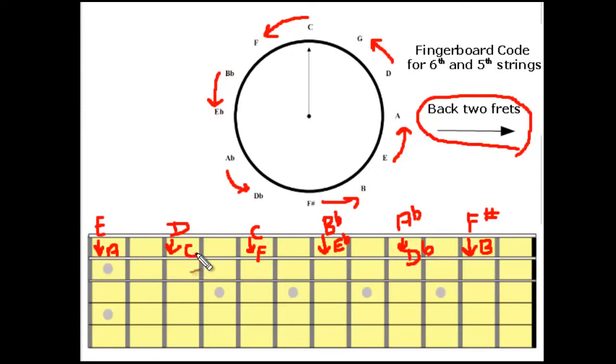And now I've successfully moved right around the circle of fifths in an anti-clockwise direction. I'm using 2 strings, string 6 and string 5, and I'm using our fingerboard code of moving back 2 frets at a time, and that will give me the next 2 notes I need in our circle of fifths.